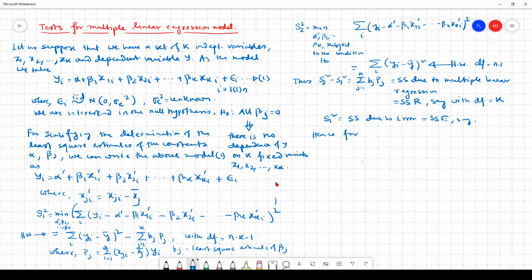Hence, if for our data F equal to SSR by K over SSE by n minus K minus 1 is greater than F alpha K, n minus K minus 1, which is the upper alpha percentile point of the F distribution with K and n minus K minus 1 degrees of freedom, we reject H naught at level alpha.